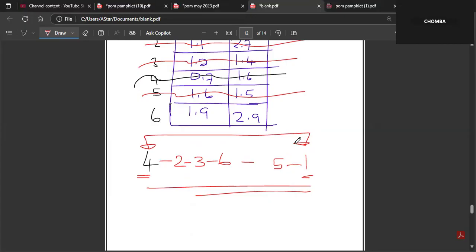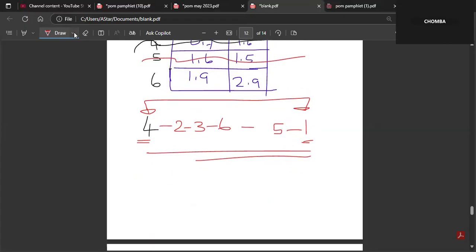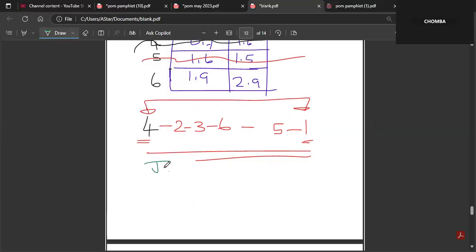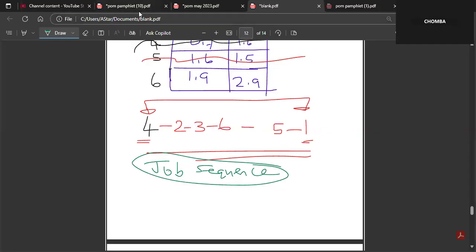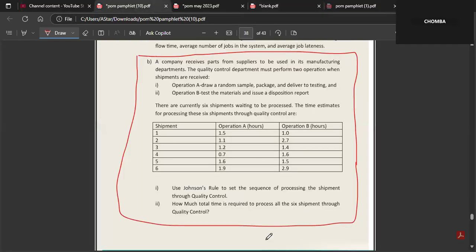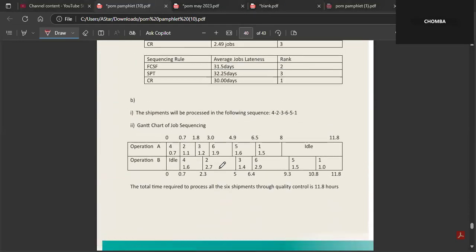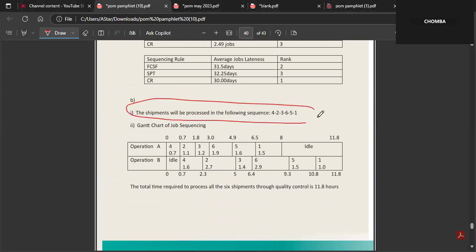So a Gantt chart is drawn based on the job sequence. This is a job sequence, and this is where the Gantt chart is drawn. If you have understood the sequence, it's 4, 2, 3, 6, 5, 1. So this is how the sequence should be. From here, this is part B. The sequence they obtained there was 4, 2, 3, 6, 5, 1.